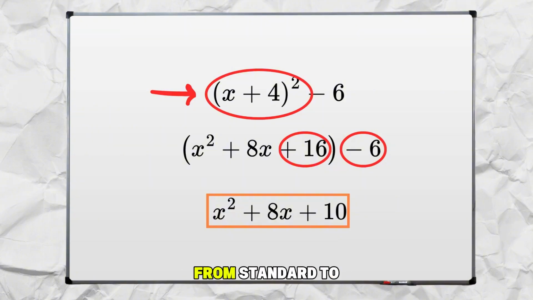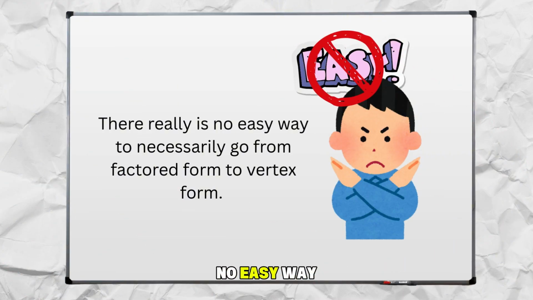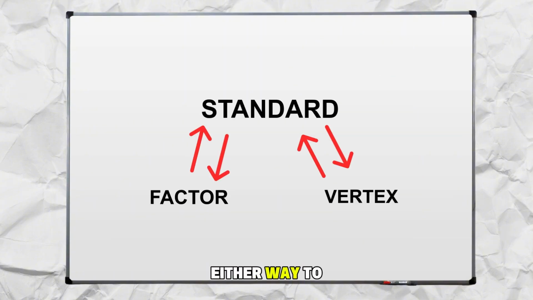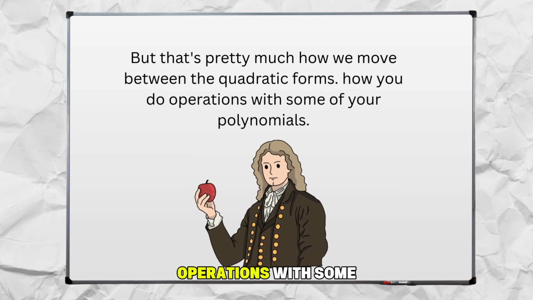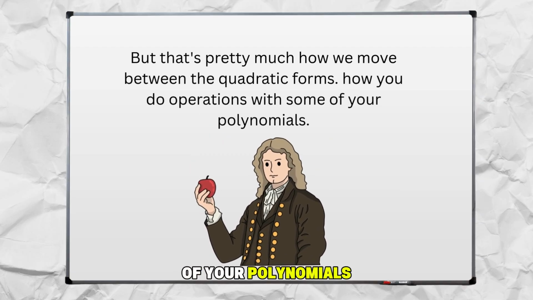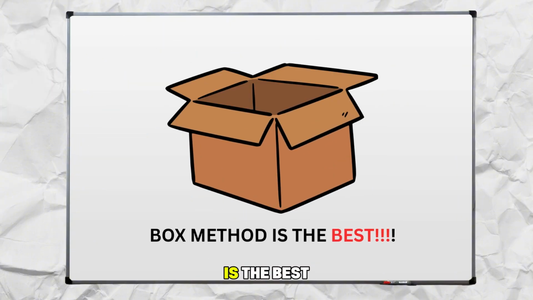We've covered going from standard to vertex, and we've also covered going from vertex to standard and back again. There really is no easy way to go from factored form to vertex form, so typically we just have to go through standard form either way to connect them. But that's pretty much how we move between the quadratic forms, how you do operations with some of your polynomials. So using FOIL, box method. Box method is the best.